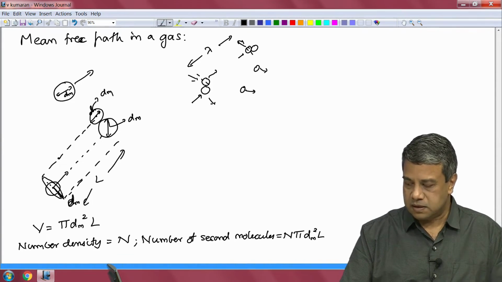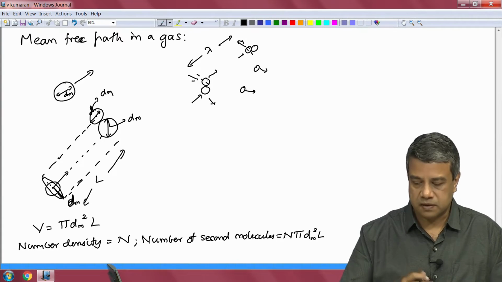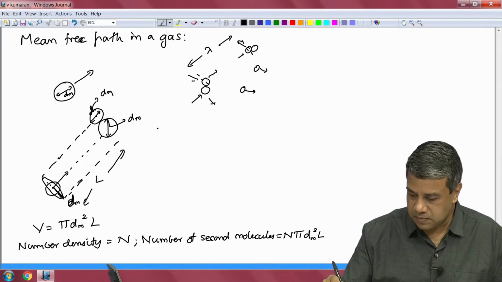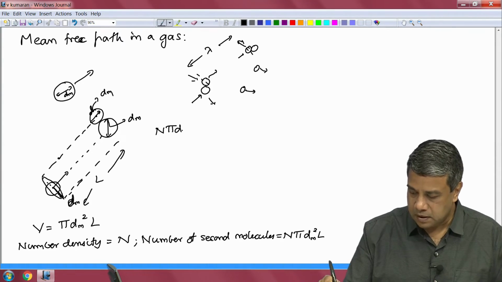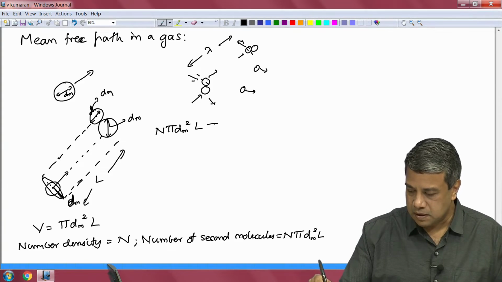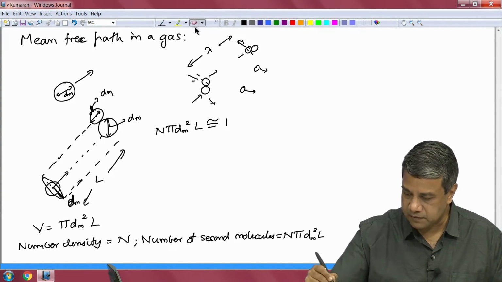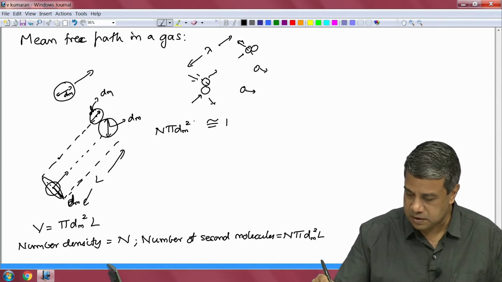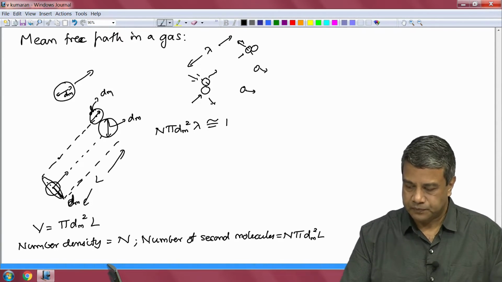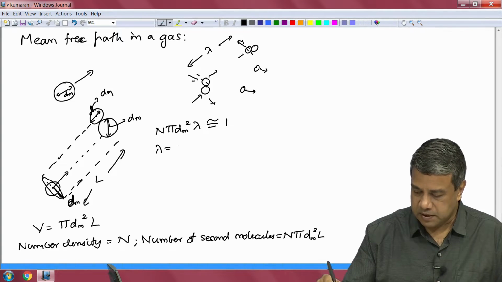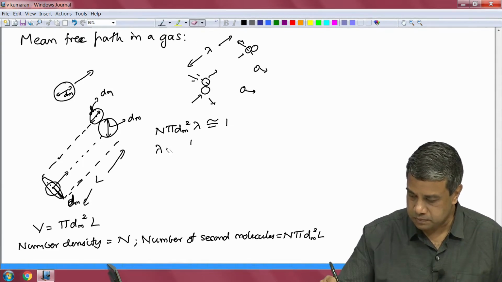So, the length is the mean free path when the number of second molecules is of the order of 1. That is, the length is the mean free path when n pi dm square L is approximately equal to 1. Therefore, the mean free path is approximately equal to 1 over n pi dm square.